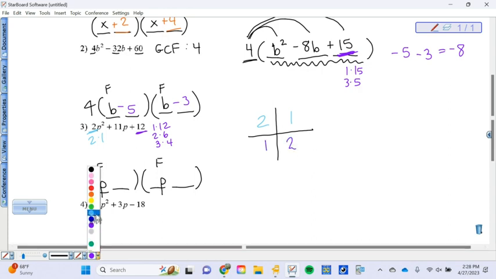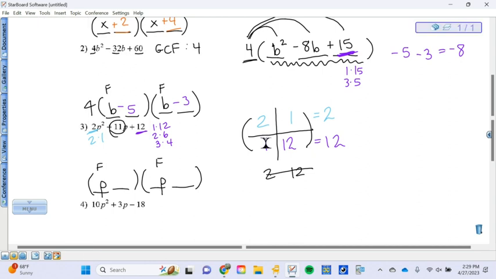So remember, my first times first is going to give me 2. Oops, that was supposed to be a 12. And my last times last is definitely going to equal 12. But now I need my outers and my inners to get me to 11. Okay, so 2 times 1 gives me what? 2. And 1 times 12 gives me? 12. Do 2 and 12, could I use those numbers to get to 11? It's not going to work. So let's try flipping them around instead. What if, instead of 1 and 12, we did 12 and 1?